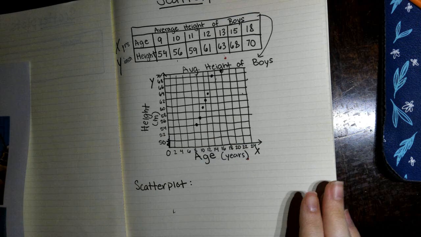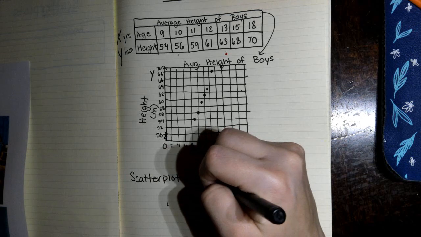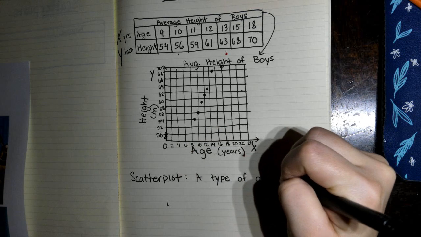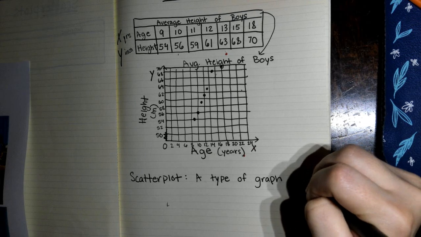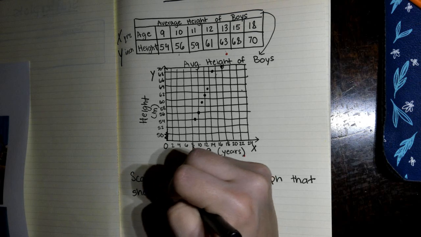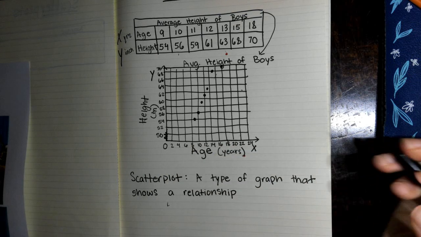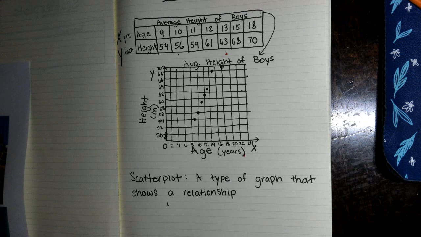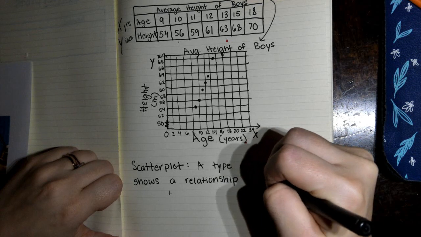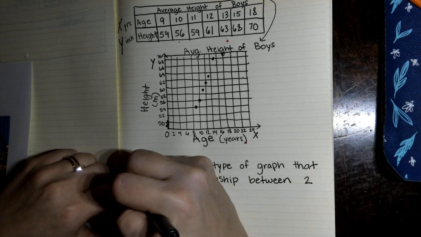And you're going to write: scatter plot. A type of graph that shows a relationship between two things.